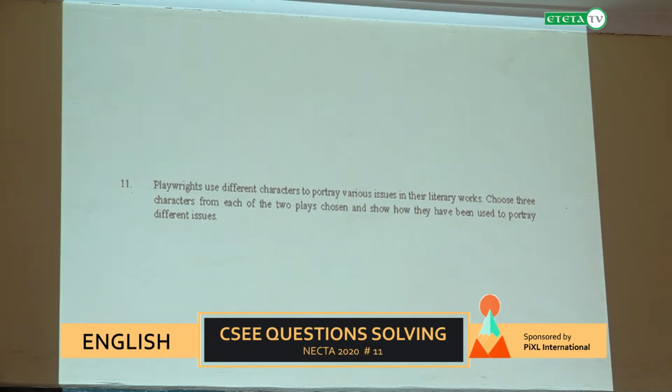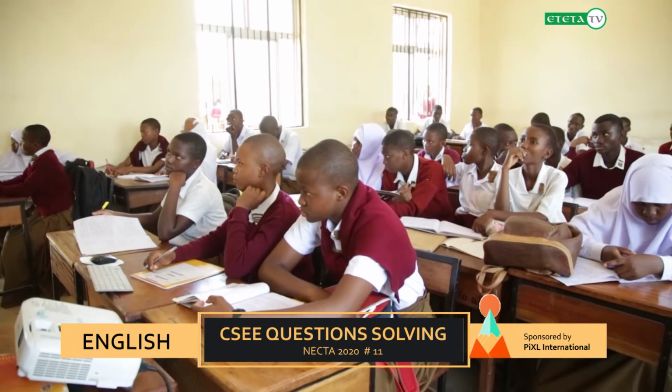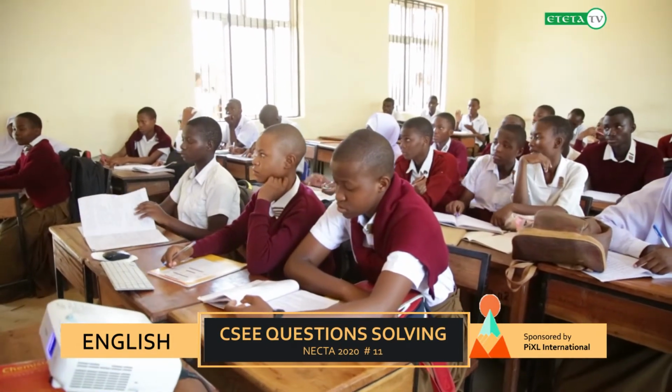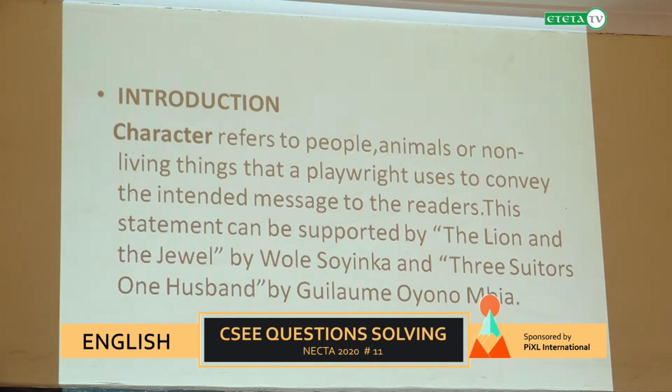Character. So first of all, in this question, you need to know the meaning of character. So in the introductory part, you need to define character. Now, character has been defined. It might be a person, an animal, or any non-living creature that has been used by the author, by the playwright, to convey the intended message to the readers.